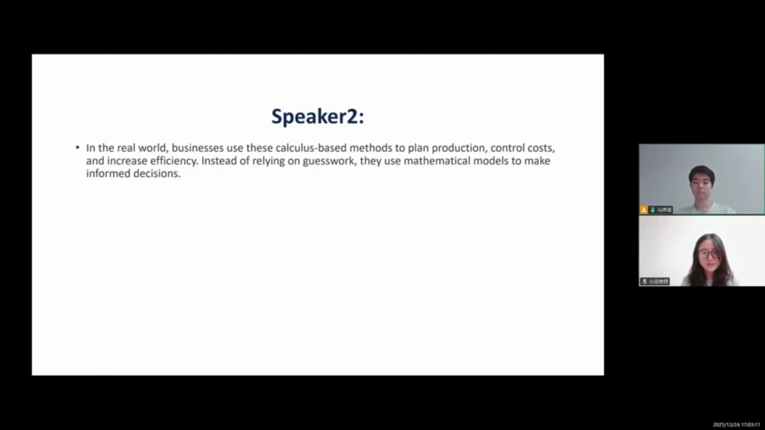In the real world, businesses use these calculus-based methods to plan production, control costs, and increase efficiency. Instead of relying on guesswork, they use mathematical models to make informed decisions. This example shows that calculus is not just an abstract subject. It is widely used in economics and many other fields. The derivative allows us to understand change and support better decision making in real-life situations.